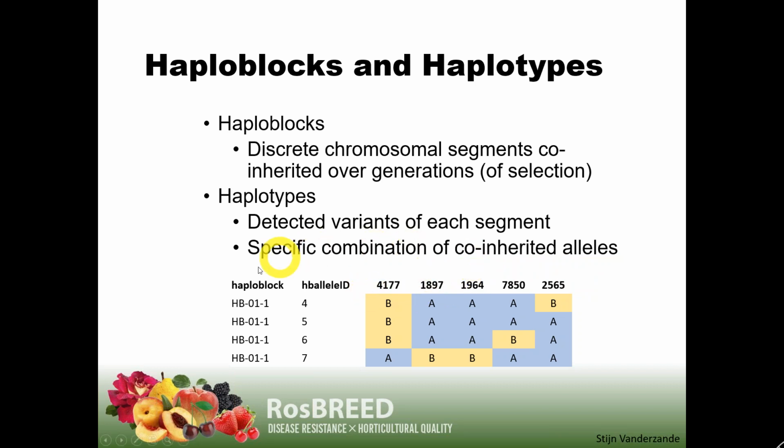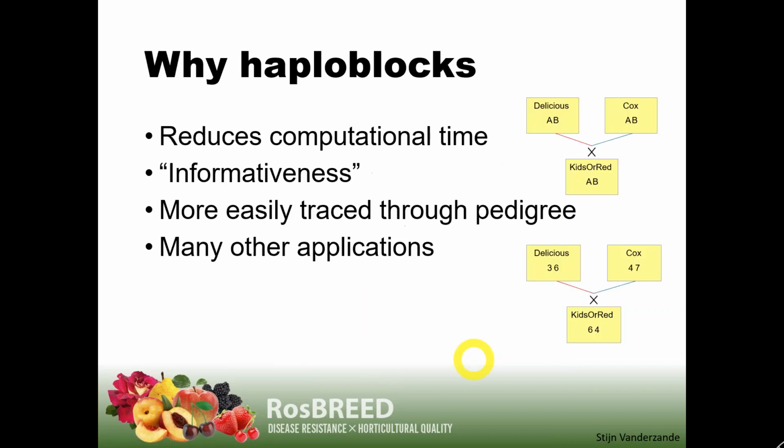If we again look at this example here, then for our haplotype, the haploallele ID, we would give those numbers, and here there are 4 numbers: 4, 5, 6, and 7. So 4 haplotypes, and haplotype 4 corresponds to a B allele for the first marker, then an A allele for the next 3 markers, and then a B allele for the last marker. So different haplotypes stand for different combinations of our individual alleles for our individual markers. And you can also see that some haplotypes are more similar to each other than others.